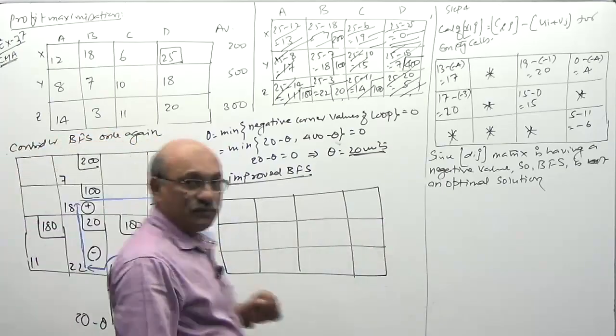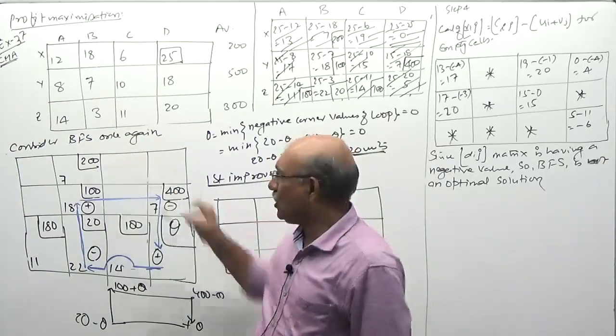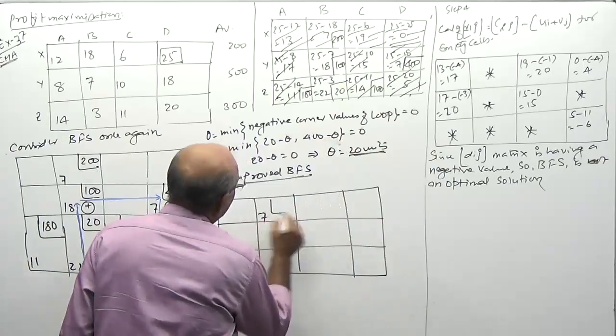Here in the first row, second column, I have neither a plus sign nor a minus sign. So this cell will remain the same. It is 7 and 200.